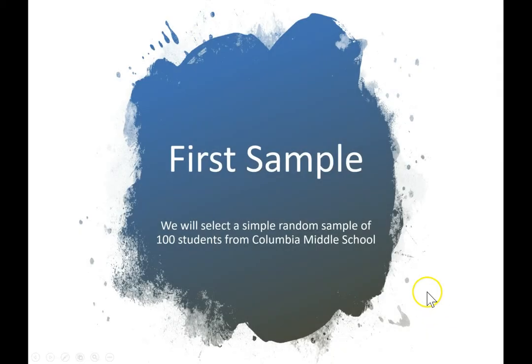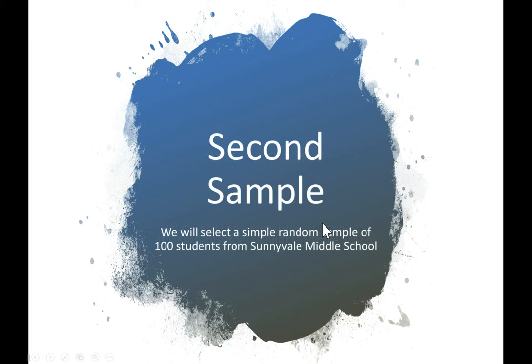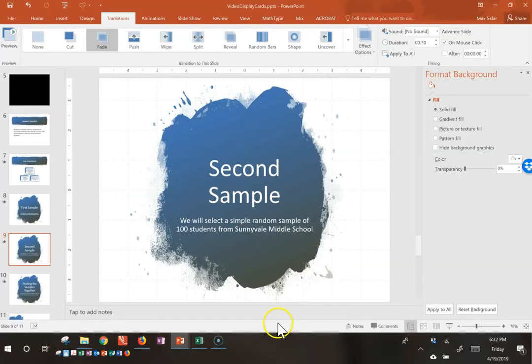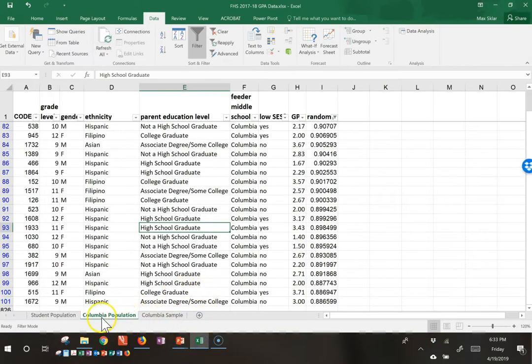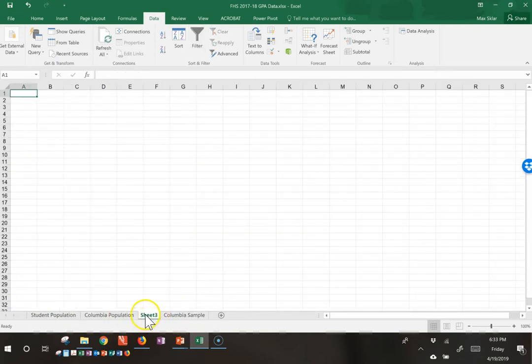So we have selected our first sample, 100 Columbia students. Let's go to our second sample. We want a simple random sample of 100 students from Sunnyvale Middle School. So what I'm going to need to do now is let's put a landing spot. Oh, sheet 3 opened up to the right. So, okay, there. And I'm going to double click and rename this to Sunnyvale population.